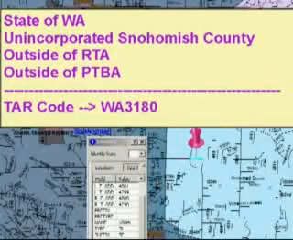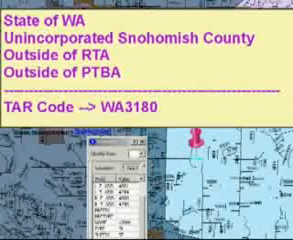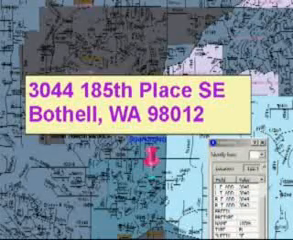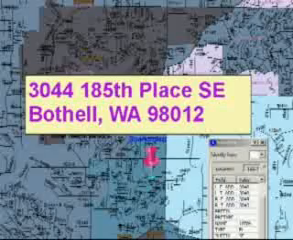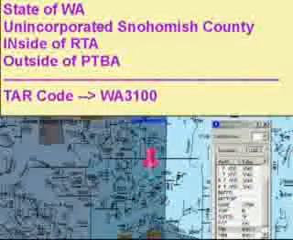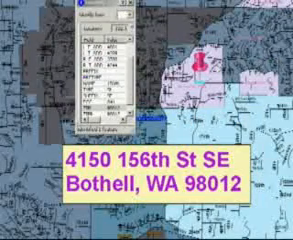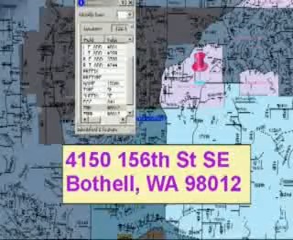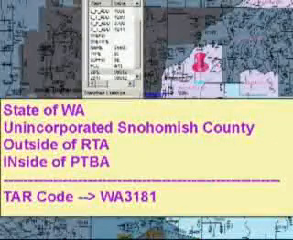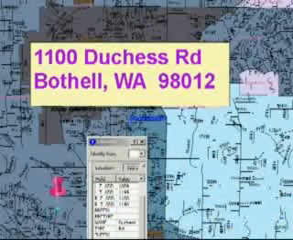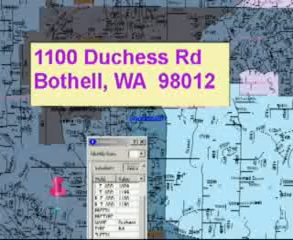This TAR code specifies the geography within which all residents share the same unique combination of taxes. The second address example is inside the RTA but outside of the PTBA, and derives a TAR code of WA 3100. The third address example is located within the PTBA but still outside of the RTA boundary, and derives a TAR code of WA 3181. The fourth and last example in Snohomish County is located within both the RTA and the PTBA Special Purpose Districts. This geography derives the TAR code of WA 3131.